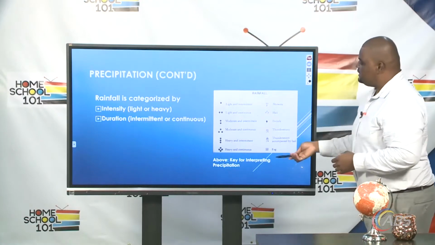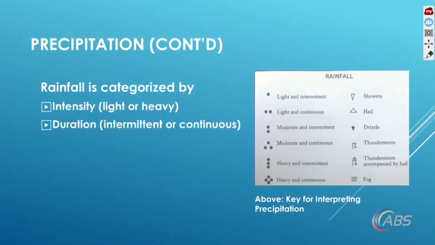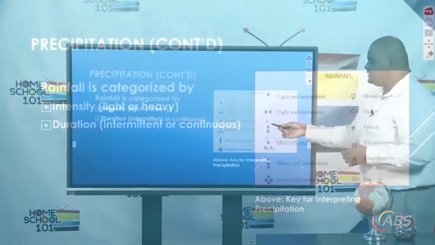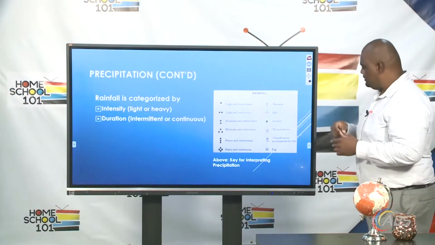So here's a simple example of what you'd see in CSEC textbooks. So light and intermittent, intermittent meaning on and off, light and continuous, and so on. Notice that the intermittent rain, those are vertically aligned. Then you have other symbols for showers, hailstorm, drizzle, and thunderstorms, and so on. Drizzle tends to be the easiest to remember because of the comma.